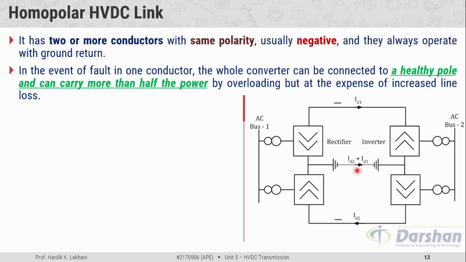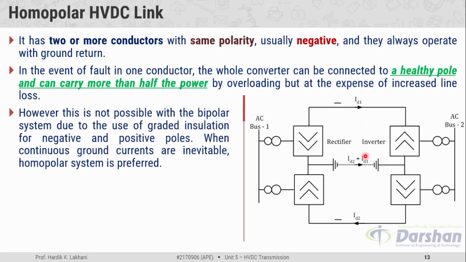So in a faulty situation, if one of the links fails, then the entire transmission will be carried out by the healthy lines, and those healthy lines can transmit more than half the rated power. But as written over here, the line loss gets increased. However, this is not possible with the bipolar system due to the use of graded insulation for the negative and positive poles. When continuous ground currents are inevitable, the homopolar system is preferred.